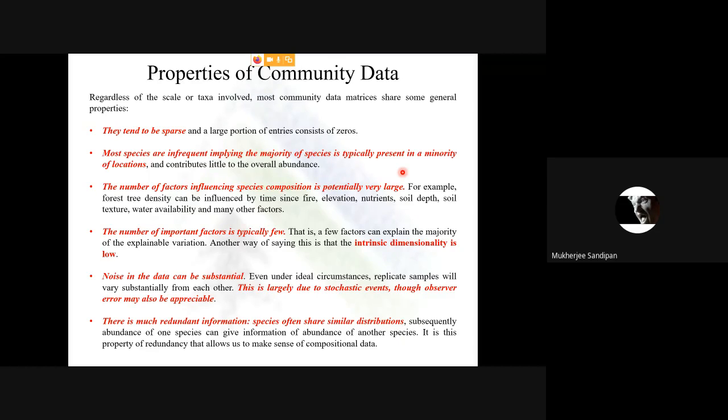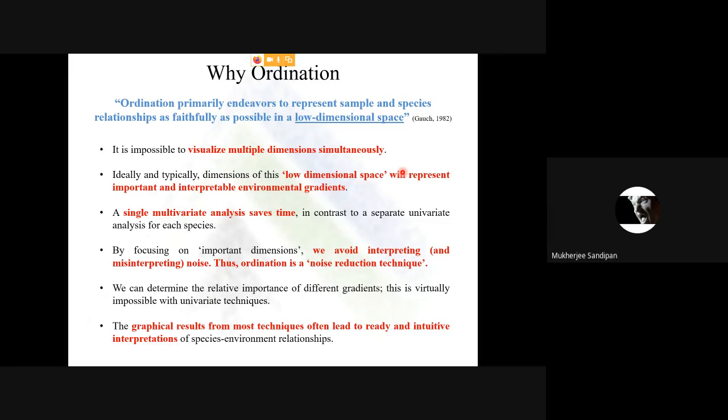There is much redundant information. Species often share similar distributions. So that is also a very important factor in community data. If, let's say, species A is found over a particular transect or a particular elevation, and species B depends on species A, you can very easily say that if species A is available at a certain location, species B will also be there. So this is a very common property of community data as well.